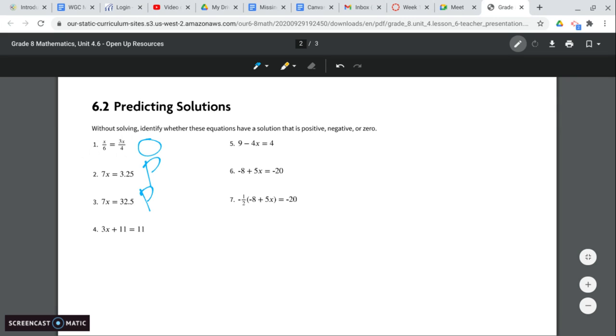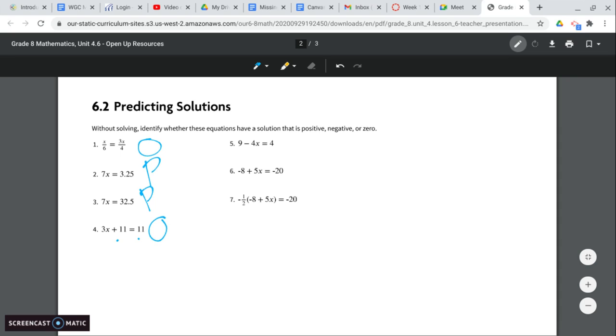All right, what about number 4? We have 3x plus 11 equals 11. This one's going to end up being 0 again because the 11s will cancel out, and so we'll just be left with 3x equals 0, which means x has to be 0.